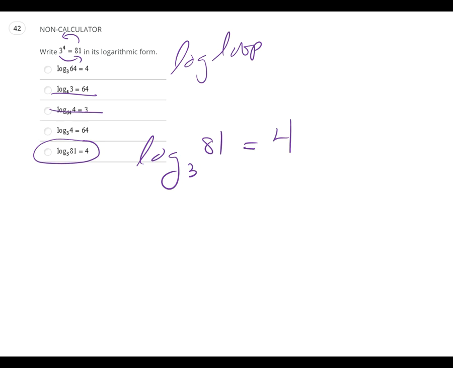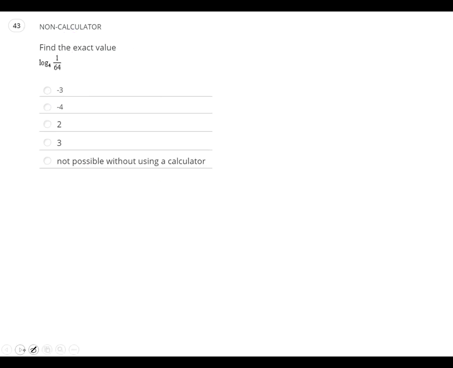Where did the 64 go? Look at the answers. That's a really bad question. There's only one that has an 81 in it. We just want to show the loop. We're not going to do the canceling thing. So yeah, that's a really dummy multiple choice.